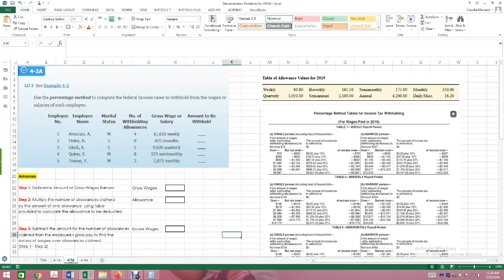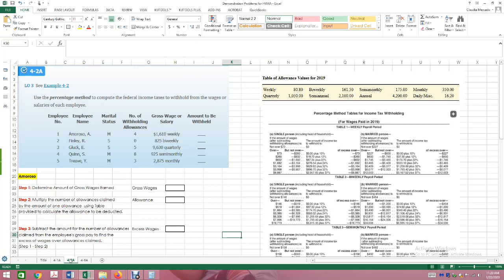Okay. So this problem that we're doing, this is problem 4.2a. This problem is asking us to use the percentage method to compute the federal income taxes. There's a list of employees provided. I am not going to calculate all of them. I'm going to calculate some of them. The concept is the same. The steps are the same.